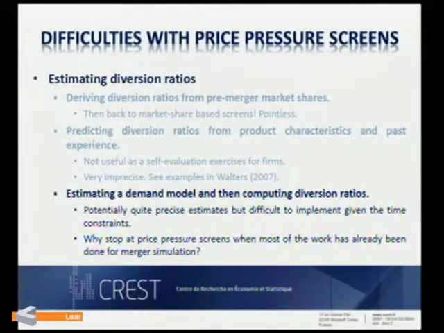So the third way of estimating diversion ratios is to estimate a full demand model to precisely compute elasticities, and use those estimated elasticities to compute your diversion ratios. This will potentially generate quite precise estimations of diversion ratios, but if you've done that, you've already done most of the hard work for your merger simulation, so why stop there and just revert to a simple UPP test?